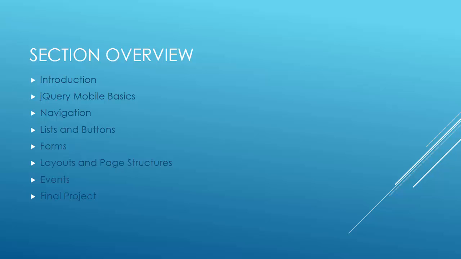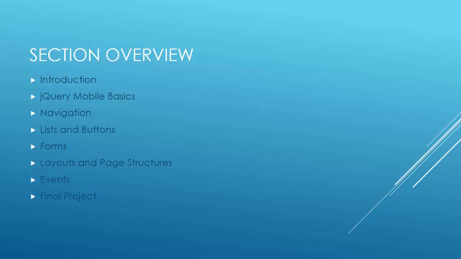So a section overview, these are the sections that we're going to cover in the course. The introduction introduces you to jQuery Mobile and we get our project file set up. jQuery Mobile Basics includes very basic information about using jQuery Mobile. Navigation would be panels and how to navigate through using links in jQuery Mobile. Lists and buttons, we learn how to turn regular HTML lists and buttons into jQuery Mobile lists and buttons.